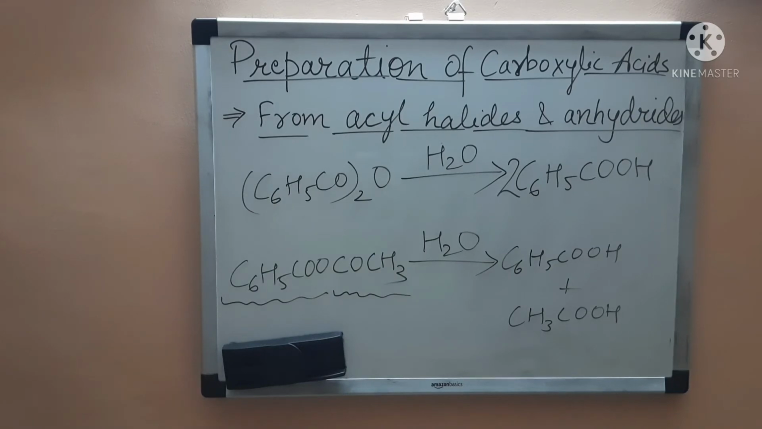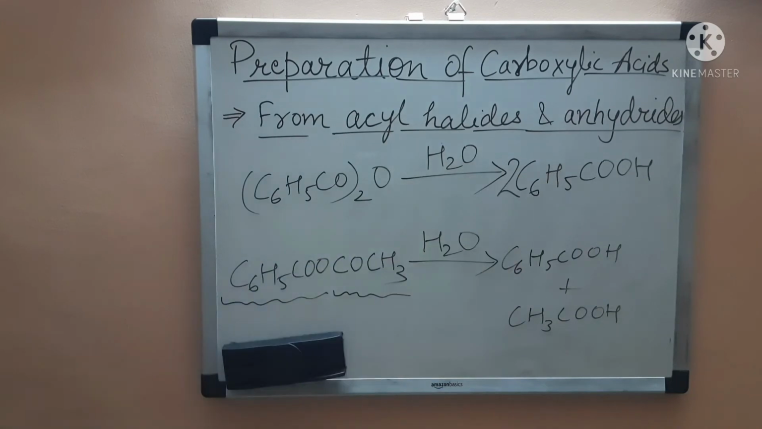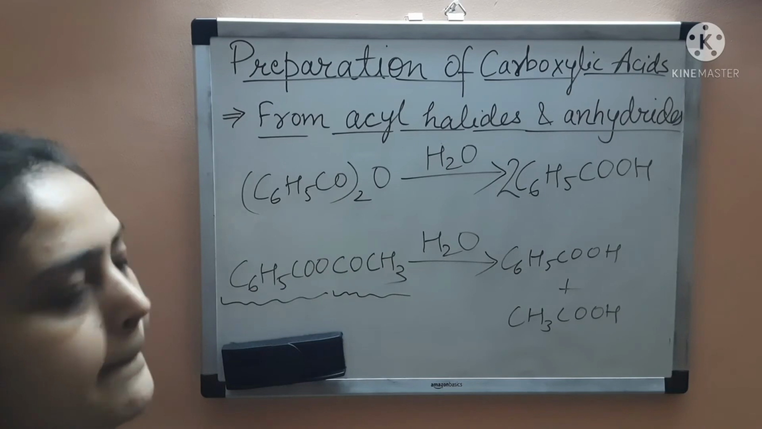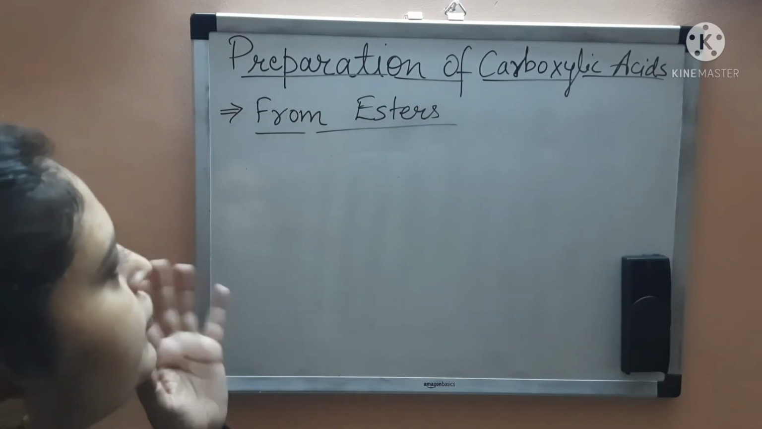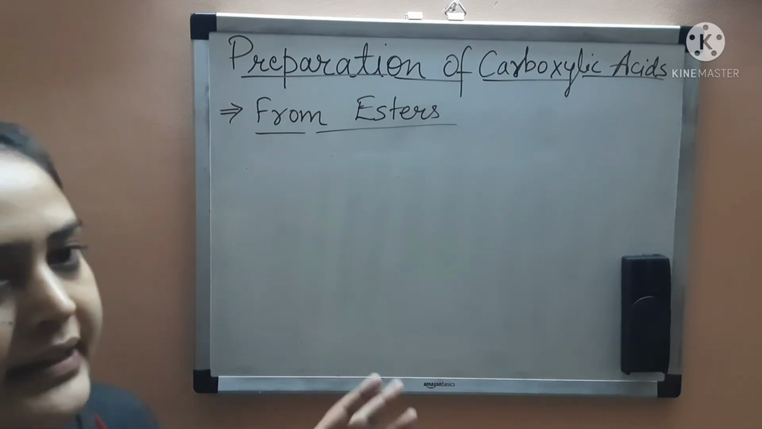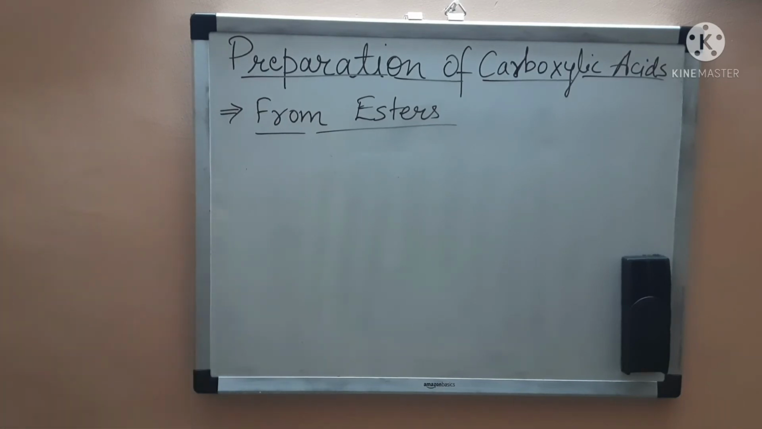So this was the first method, that is from acyl halide and anhydride. Second method is from esters. So this is the last method. The ester method will be the last method to produce your carboxylic acid according to the syllabus. From esters also there are two ways to prepare carboxylic acid. First is acid hydrolysis and second is basic hydrolysis. So first we will take acid hydrolysis.